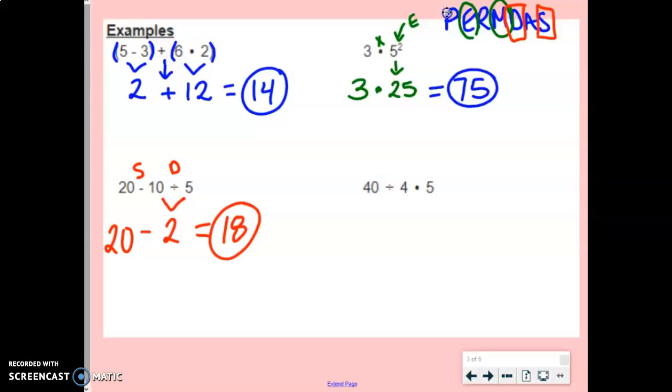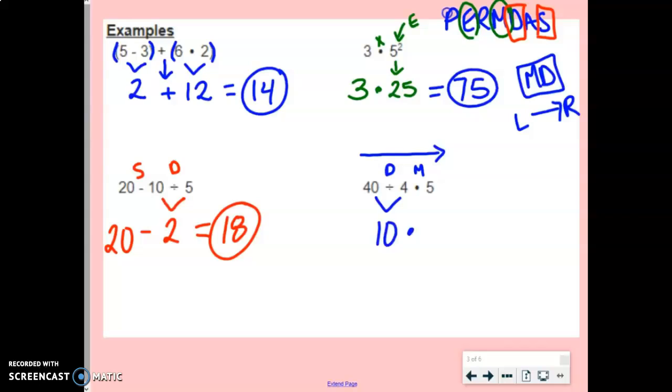The last one, notice that it is 40 divided by 4 times 5, right? So we have division, then multiplication. This is where that rule of start from left to right comes into play. You have to do the division first. You have to start on the left. So we do 40 divided by 4 is 10. Multiply that by 5 at the end, and now we have 50.